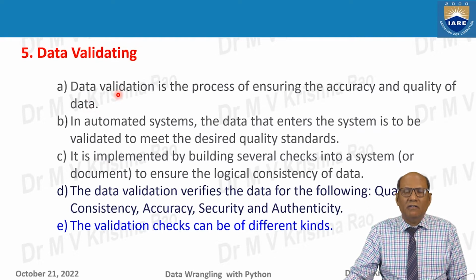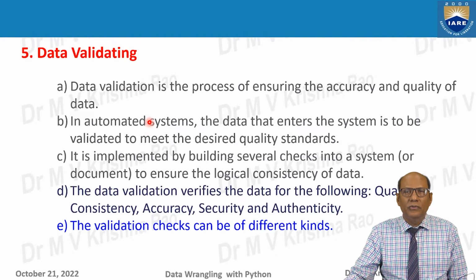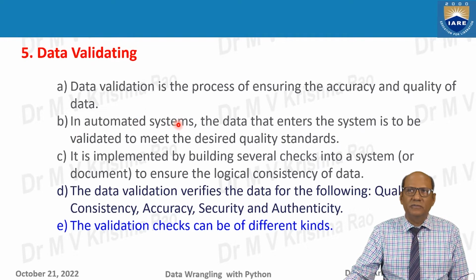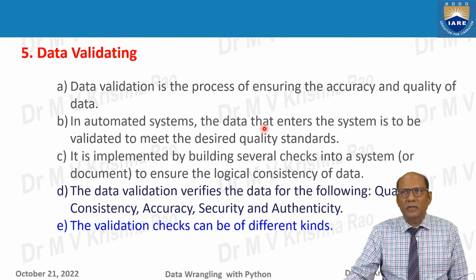So what is data validation? Data validation is the process of ensuring the accuracy and quality of the data. So how do you increase the accuracy and quality of the data? In automated systems, the data that enters the system is to be validated to meet the desired quality standards. I think it is the same thing here.